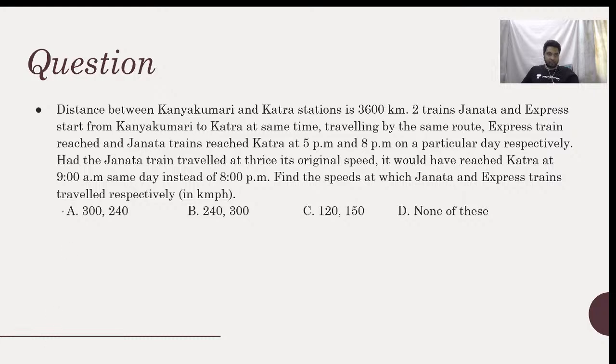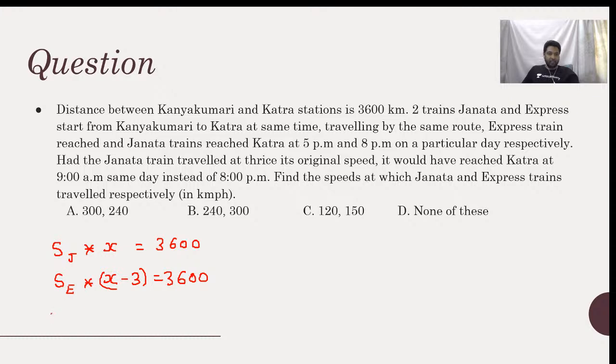Now, let us understand this. What is constant? Distance is constant. That is nothing but speed of Janata into the time taken by Janata train, x, is equal to 3,600. First thing. Next, speed of Express into, see, Janata reached at 8 p.m. whereas Express reached at 5 p.m. itself. That means x minus 3 hours is also equal to 3,600 kilometers.